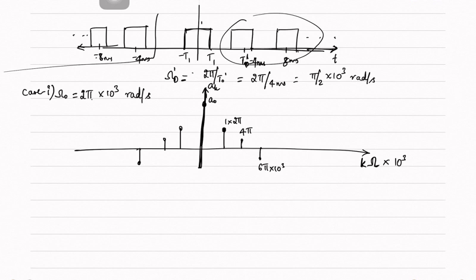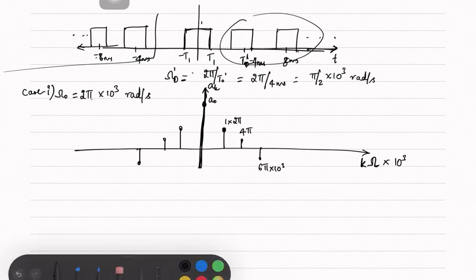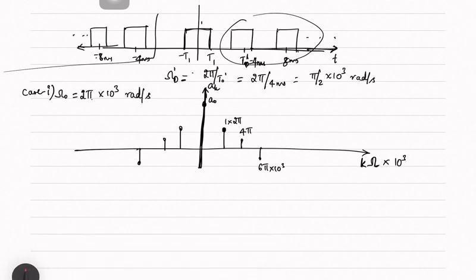Now when I increase the time period, there will be intermediate coefficients. What did I do? I increased the time period by 4 times. So let's see what will happen here. Now a1 will be at pi by 2 into 10 raised to 3 radians per second, so I'll get a coefficient here. The next, 2 times pi by 2, which is pi, comes here.